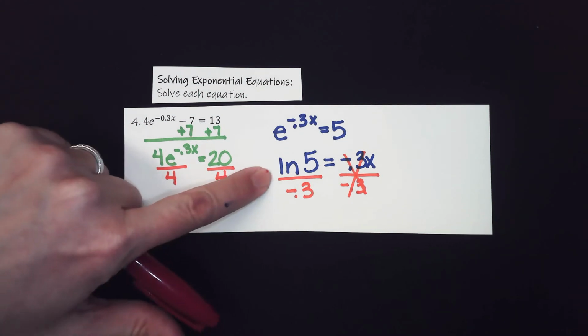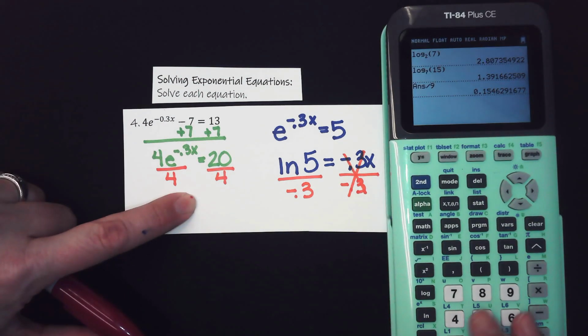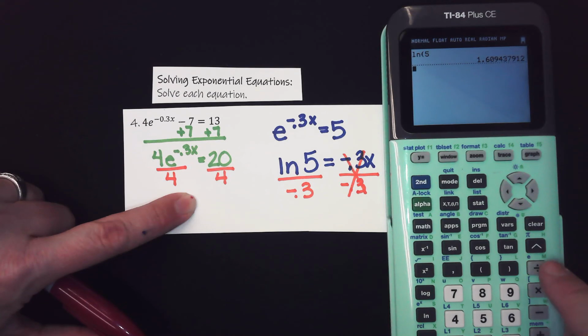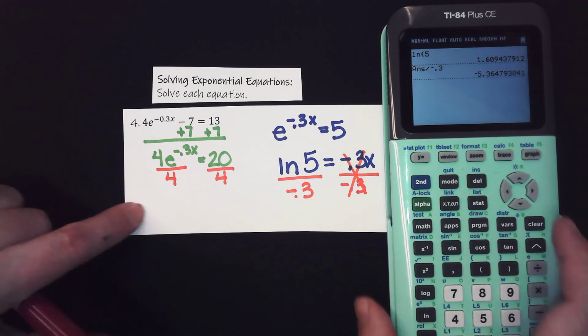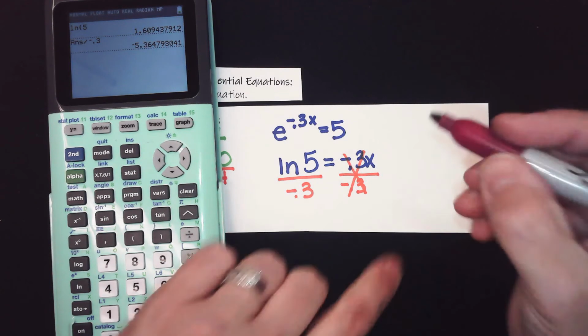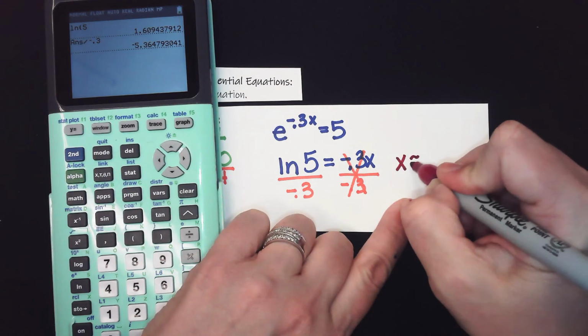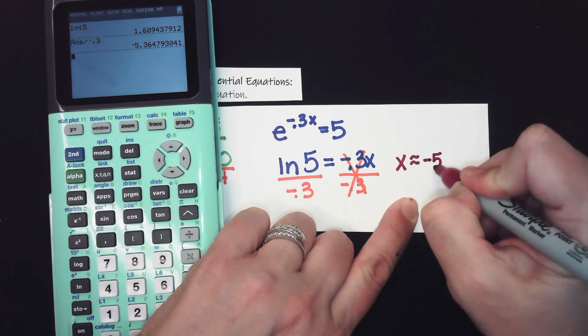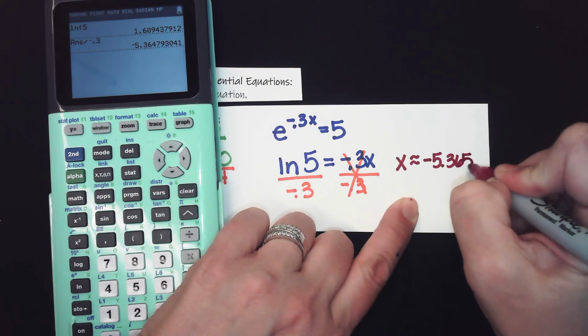So I can type this in my calculator. Natural log of 5, I'm going to go ahead and push enter, and then divide by a negative 0.3. Oops, let's move it over here. Okay? And again, I have to round, so I get negative 5.365.